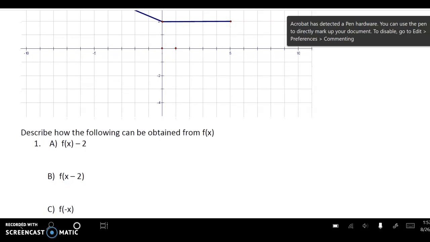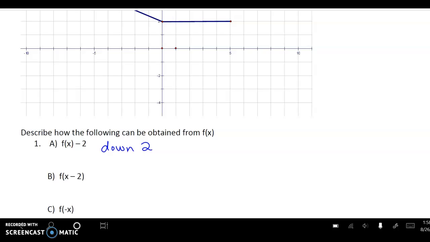So number 1, this is something you have to kind of keep in mind. A -2 at the end is a trailer, so it's going to make it move down. So therefore it's down 2. For 1b, the -2 is affecting the inside with the x. So when it's inside, remember it goes opposite, because if you were to solve x minus 2 and set it equal to 0, the answer would be x equals 2. So it actually moves right 2.